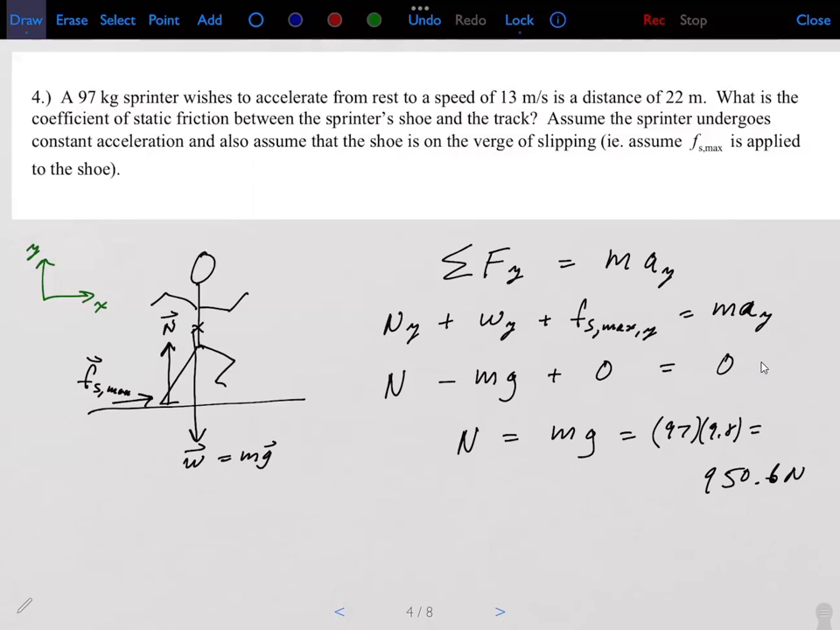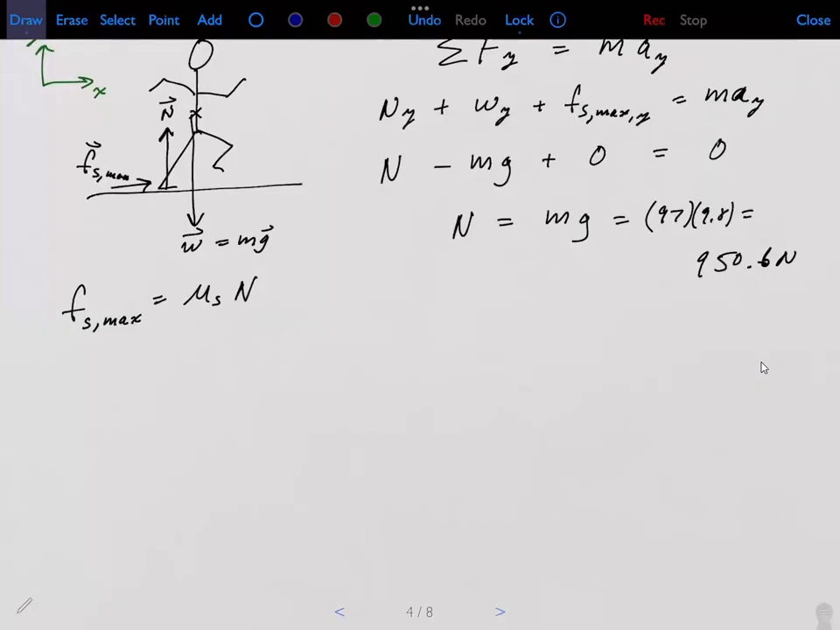Again, why do I need that? Because ultimately, I'm going to need to figure out the magnitude of Fs max, and remember, that's equal to μs times N. So I'm going to need to know N at some point. All right, what about the x direction? Well, first of all, we need to figure out the acceleration in the x direction. And we're given some information here, right? So now I'm going to do the x direction.